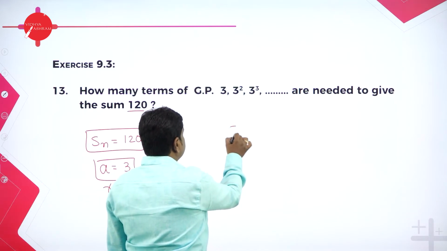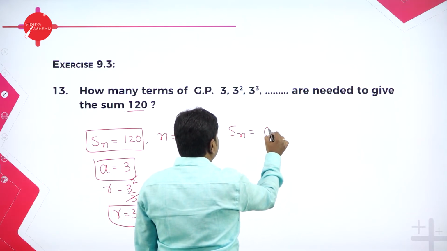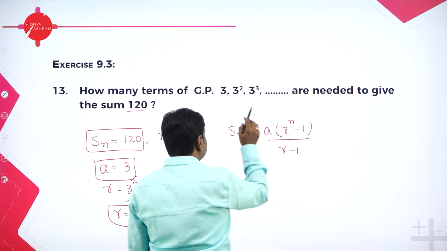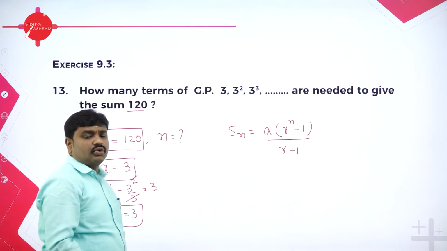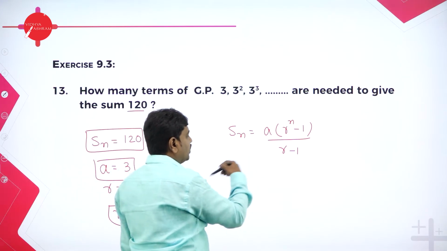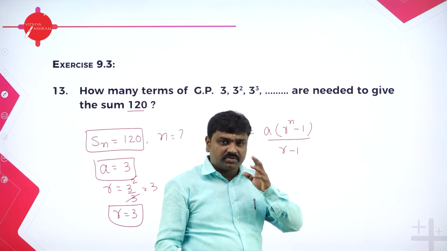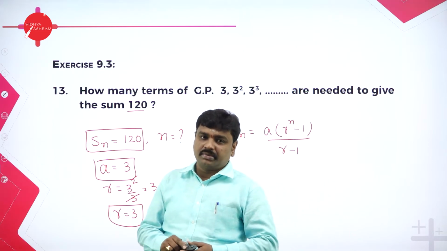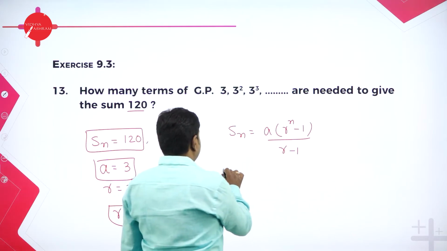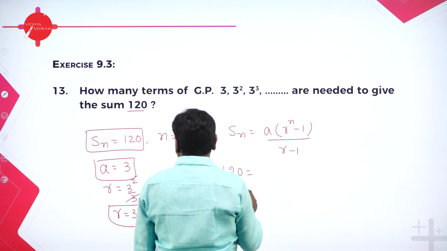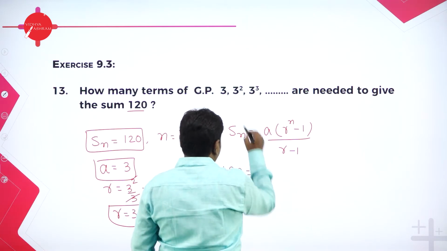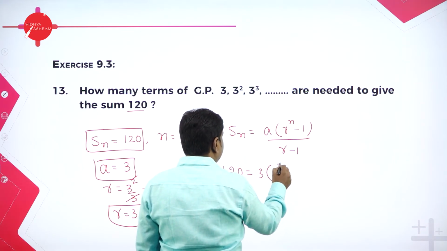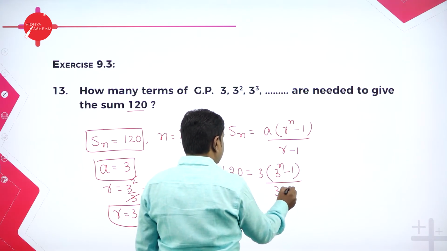So use the formula of Sn. What is Sn? A into r power n minus 1 divided by r minus 1, because r is greater than 1. R is 3, and all of you know 3 is greater than 1. So this is the formula. When r is greater than 1, the sum of n terms in GP is Sn equal to A into r power n minus 1 by r minus 1. Now LHS is 120. RHS: A is 3, into r power n, that is 3 power n minus 1, divided by 3 minus 1.